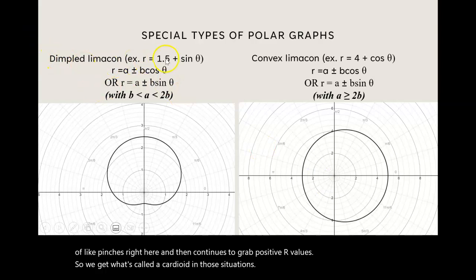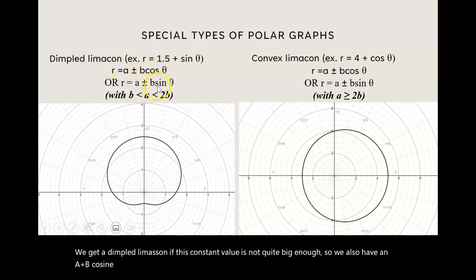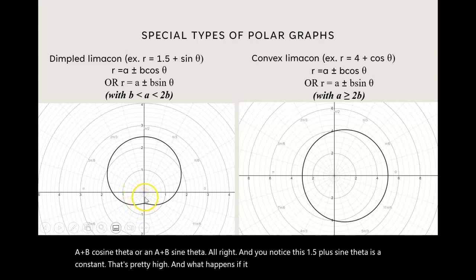So we get what's called a cardioid in those situations. We get a dimpled limacon if this constant value is not quite big enough. So we also have an a plus b cosine theta or an a plus b sine theta. All right, and you notice this 1.5 plus sine theta is a constant that's pretty high. And what happens is it forms a little dimple. It's trying to get back to the axis, but doesn't quite get there.